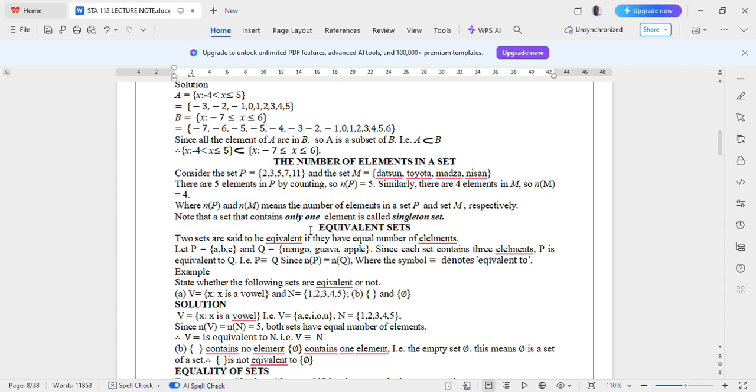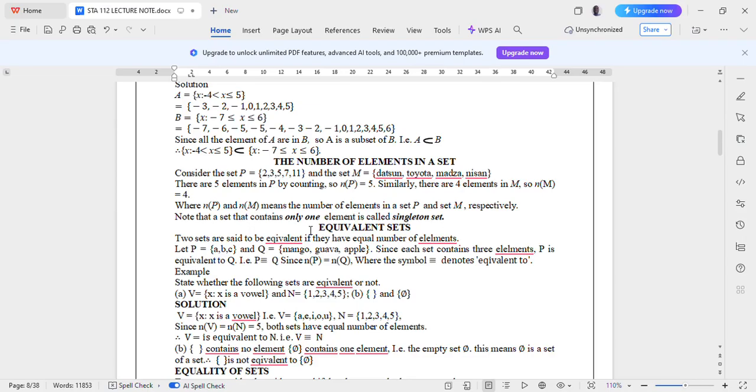Let's talk about equivalent sets now. You know, there's a difference between equality of sets and equivalent sets. Two sets are equivalent if they have an equal number of elements. Get it clear? Equal number of elements. It does not really mean that the elements must be exactly the same. For equivalent sets, you talk about the cardinality of the set. So look at set P. It has A, B, C. Set Q has mango, guava, and apple. Both of them are equivalent because they have 3 elements each, the same number of elements each.